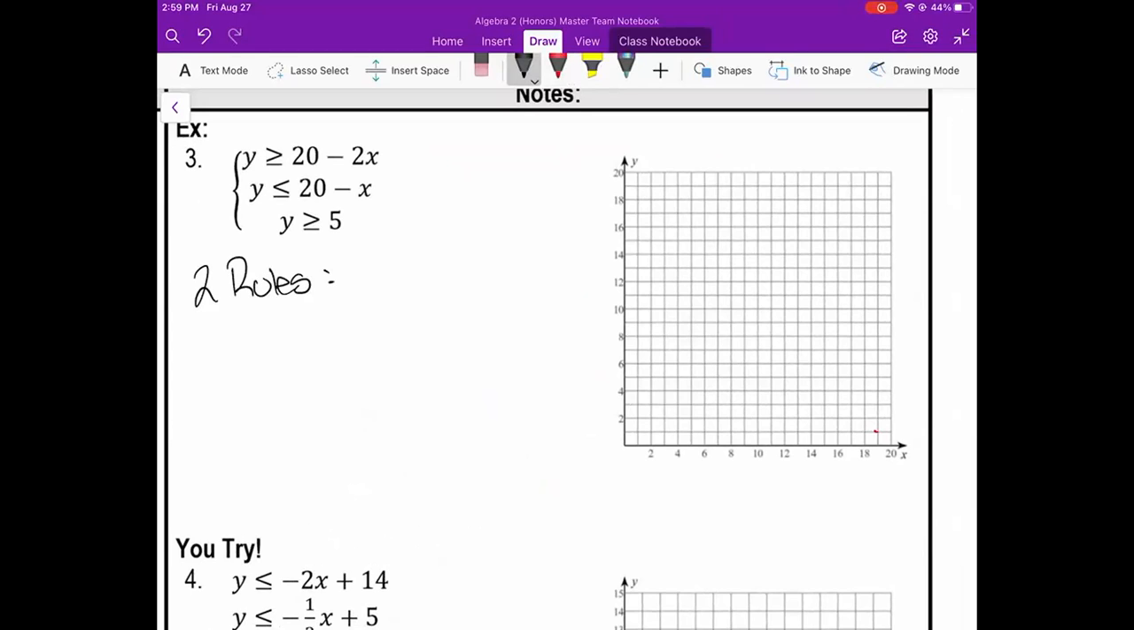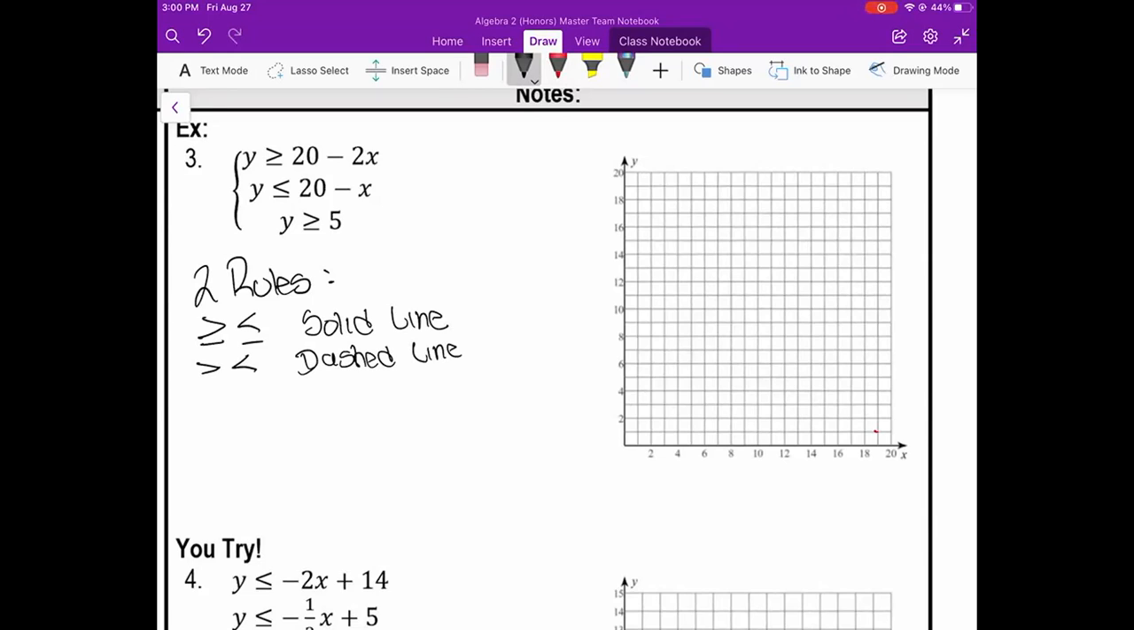The first one: when you have greater than or equal to or less than or equal to, we're going to be using a solid line when we graph the equations. If they don't have the equal sign, we're going to be using a dashed line. And that means that no value is included within that dashed line.